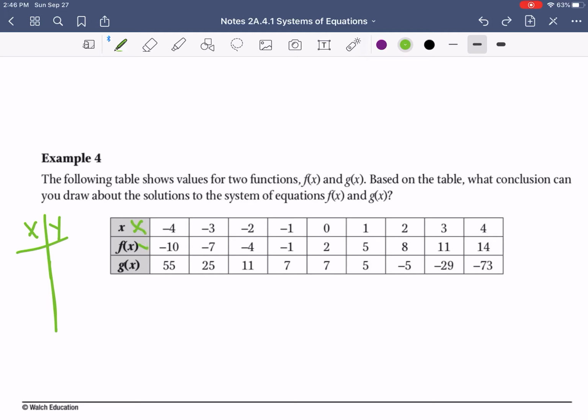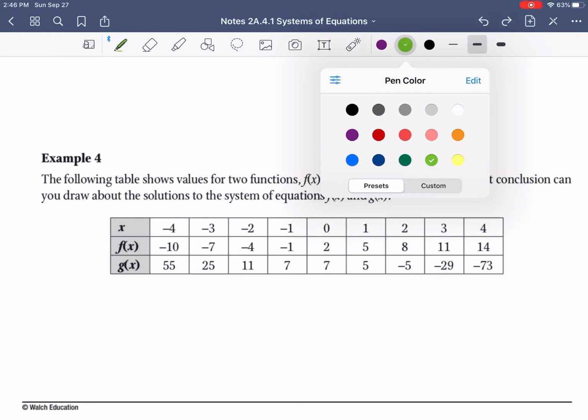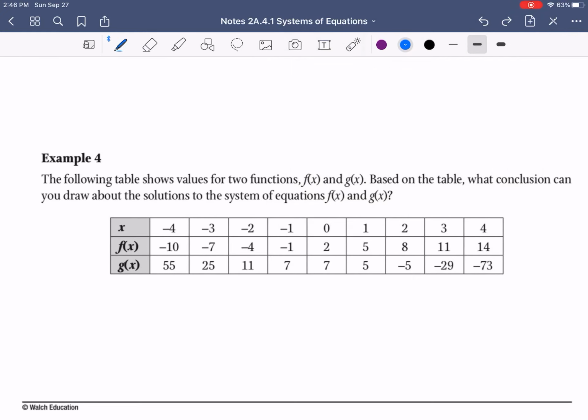So instead of saying y, what you do is you give them names. So you have f of x and g of x. So it's like Frank and George. Okay, so what you do is you're going to subtract your f of x minus g of x. You don't really care so much about what number it is. You just care if it's a positive or negative number.